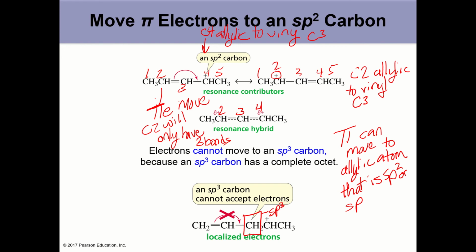And that's a rule. And what you need to realize is that if we were to move the electrons, we would actually be exceeding the octet of that carbon atom, because that carbon atom only has sigma bonds. It has 4 sigma bonds, and sigma electrons cannot move. And so if we put pi electrons to that carbon as well, you would exceed the octet. So do not exceed octet.